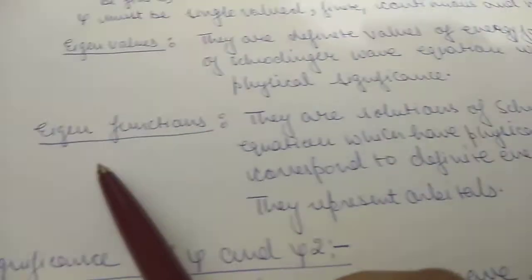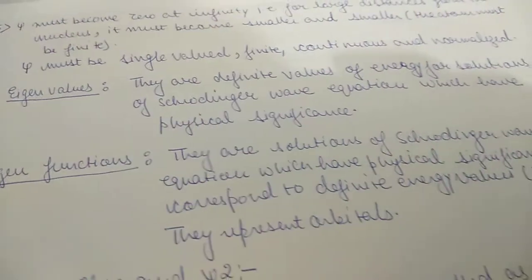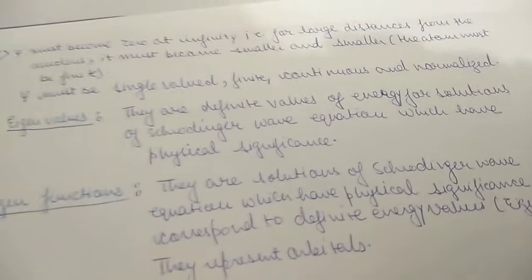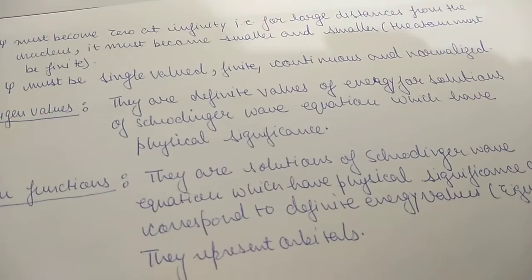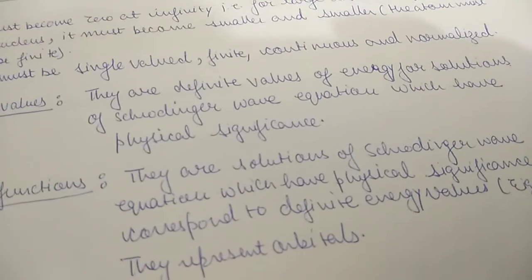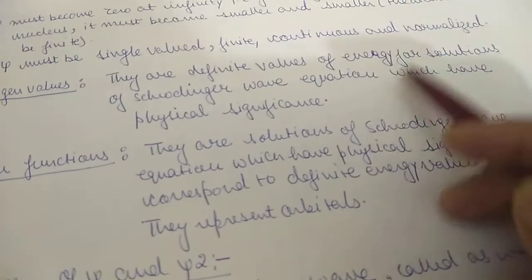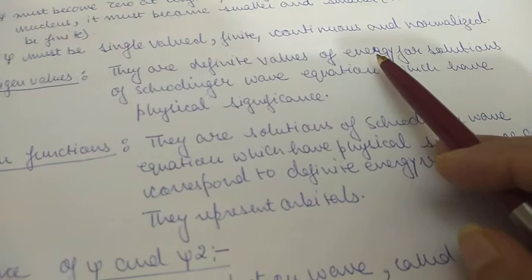Then what are their two terms, eigenvalues and eigenfunctions? What are eigenvalues? They are definite values of energy for solutions of Schrodinger wave equation which have physical significance. So eigenvalues are the values of energy.